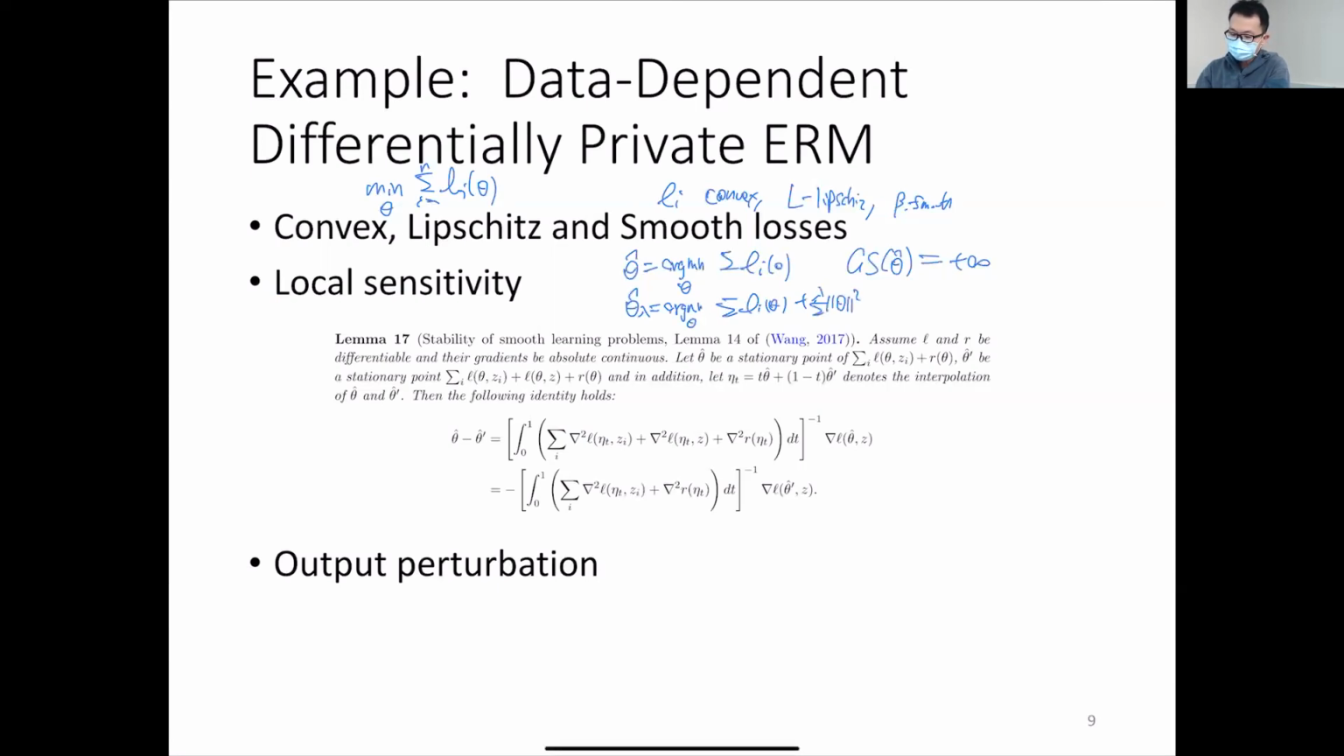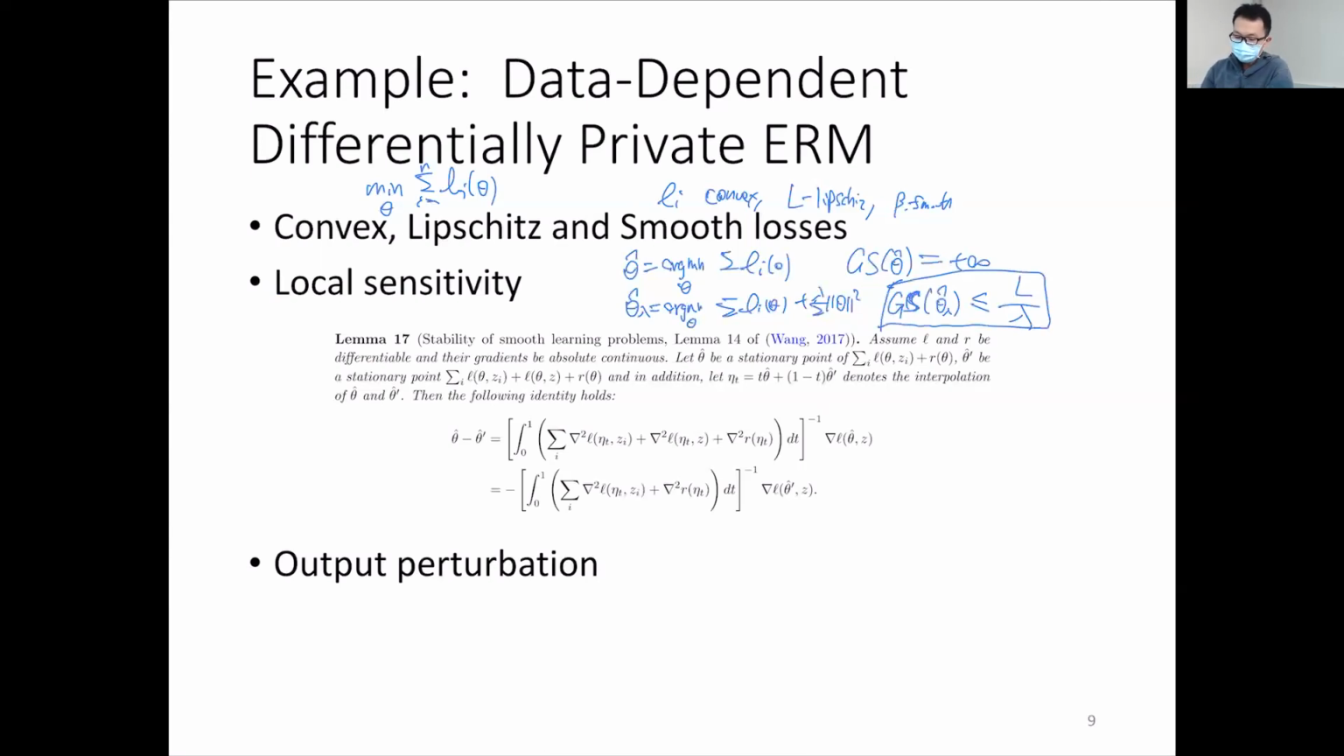And this regularized objective function actually gives us a global sensitivity of theta hat lambda that is smaller than L over lambda, right? So this is what we've seen. And now how about local sensitivity, right?